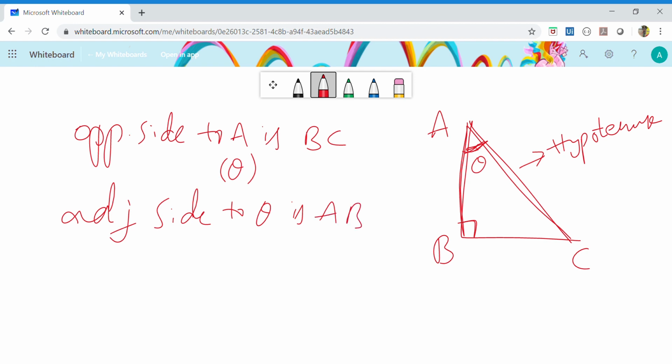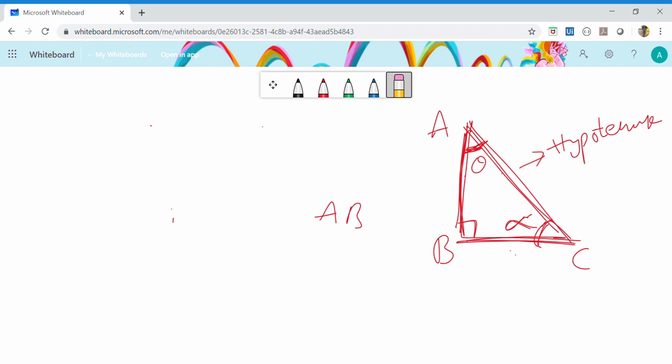Opposite means there is no connection between the angle and that side. Adjacent side means theta should be included between the hypotenuse and that particular side. Opposite side means no connection between those two. Hypotenuse is fixed. So hypotenuse, opposite side and adjacent side. With respect to C, if you take C as alpha, the angle, then alpha's opposite side is AB and alpha's adjacent side is BC. So you have to understand this relation.